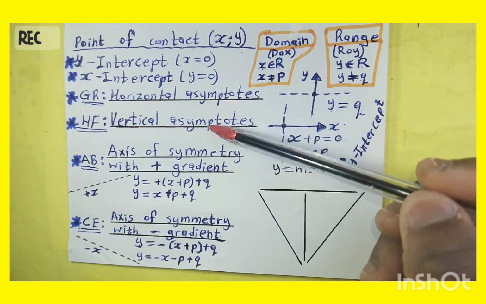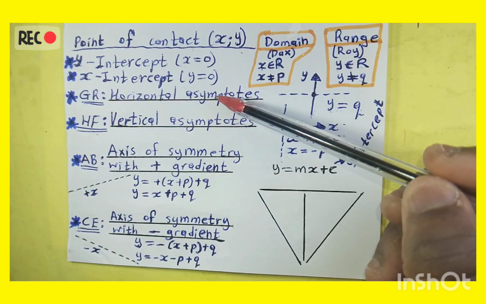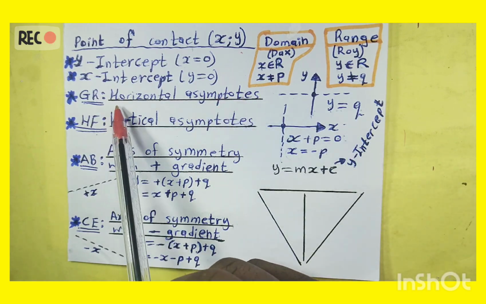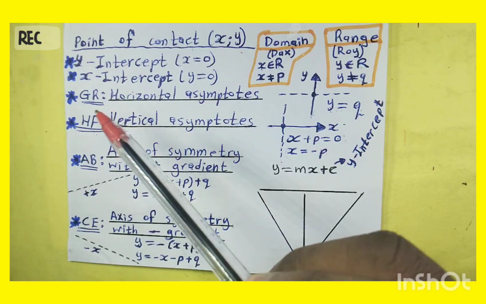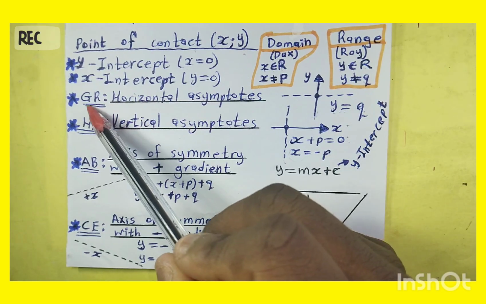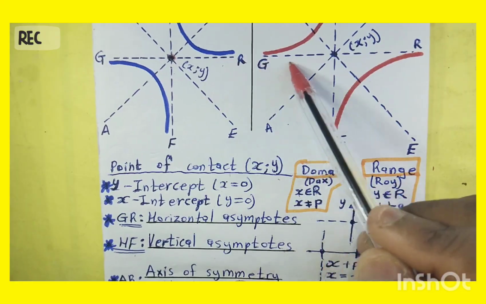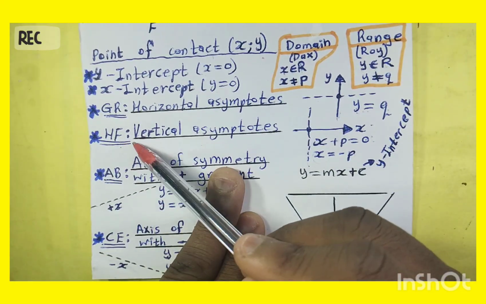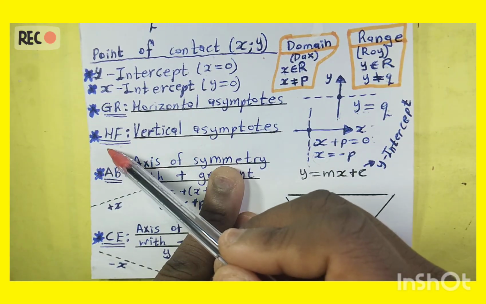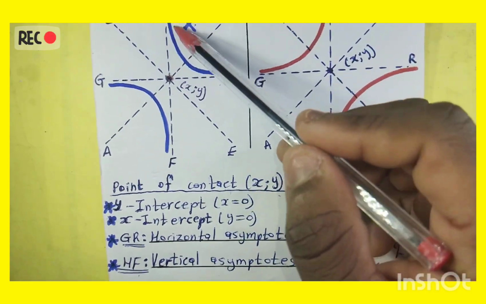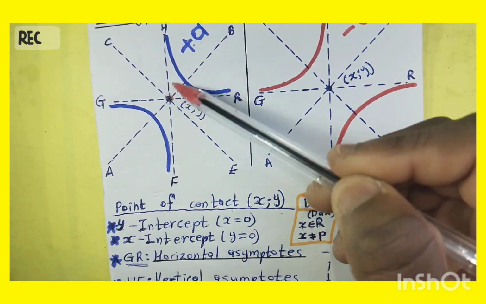At the same time, you should know the what? The asymptotes. We've got two types of asymptotes, horizontal and vertical. The horizontal asymptote there is line GR. That's line GR. As well as the what? The vertical asymptote, it is HF. That's HF, line HF there.